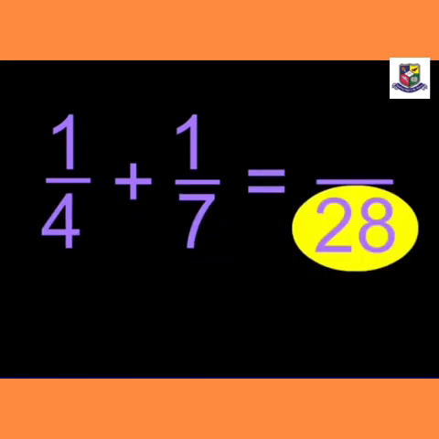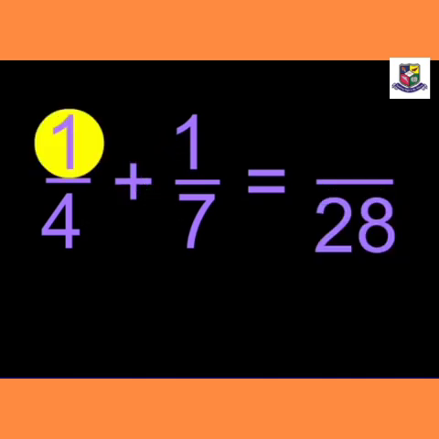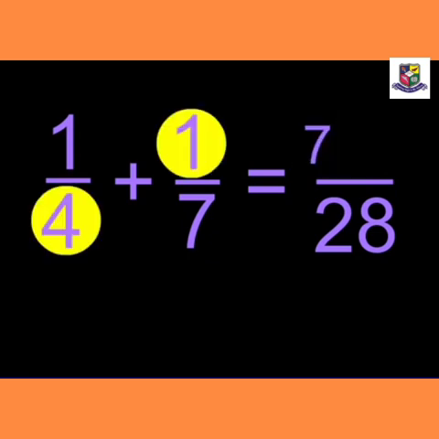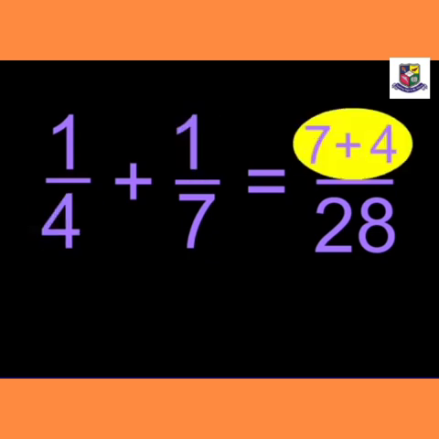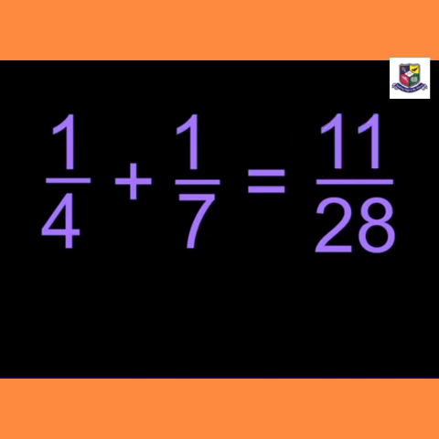After that we have to cross multiply. 1 multiply 7 and 1 multiply by 4. So 1 multiply 7 is 7 and 1 multiply 4 is 4. So we have to add, we'll get here 7 plus 4, 11, and we get 11 by 28.